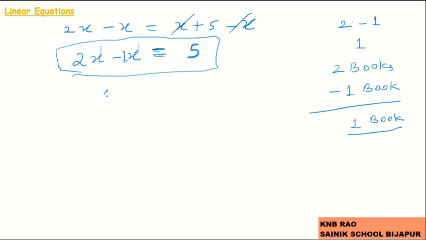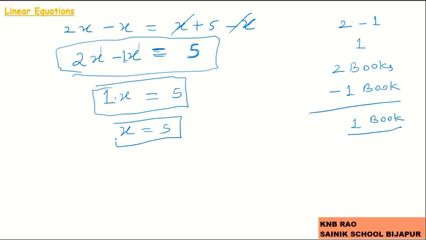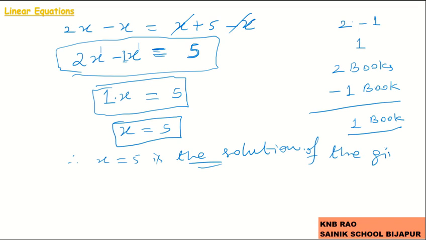So likewise here the 1 into x will come in the left hand side, which equals 5. Now this 1 into x is nothing but x equals 5. You got the value of the variable, therefore x equals 5 is the solution of the given equation.